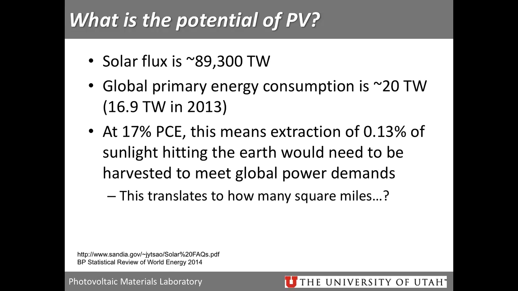it's in remote areas. But if we say that the flux of solar is estimated at about 90,000 terawatts, and our global primary energy consumption, these are rates, is 20 terawatts in a year. So if we assume 17% conversion efficiency, which is what pretty standard modules are achieving now, then a fraction of a percent of the sunlight would be needed to meet global power demands annually.